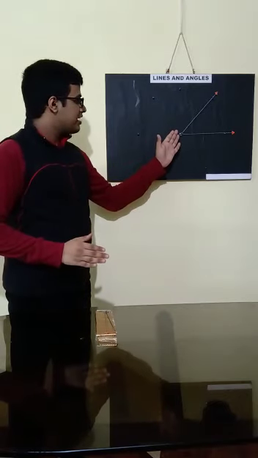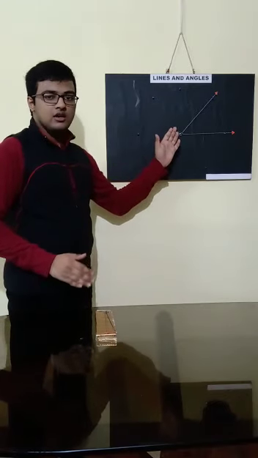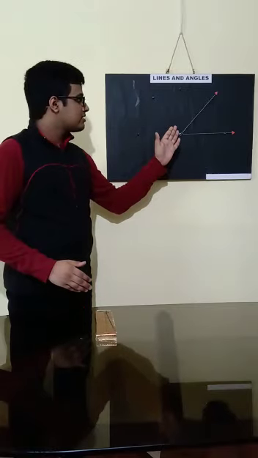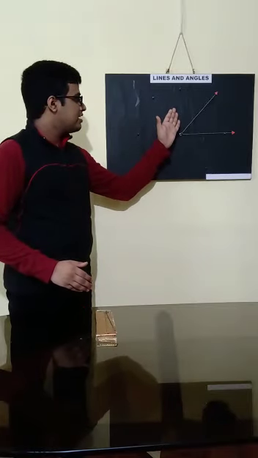This is the first type of angle and this is an acute angle. An acute angle is an angle measuring exactly between 0 degrees and 90 degrees.